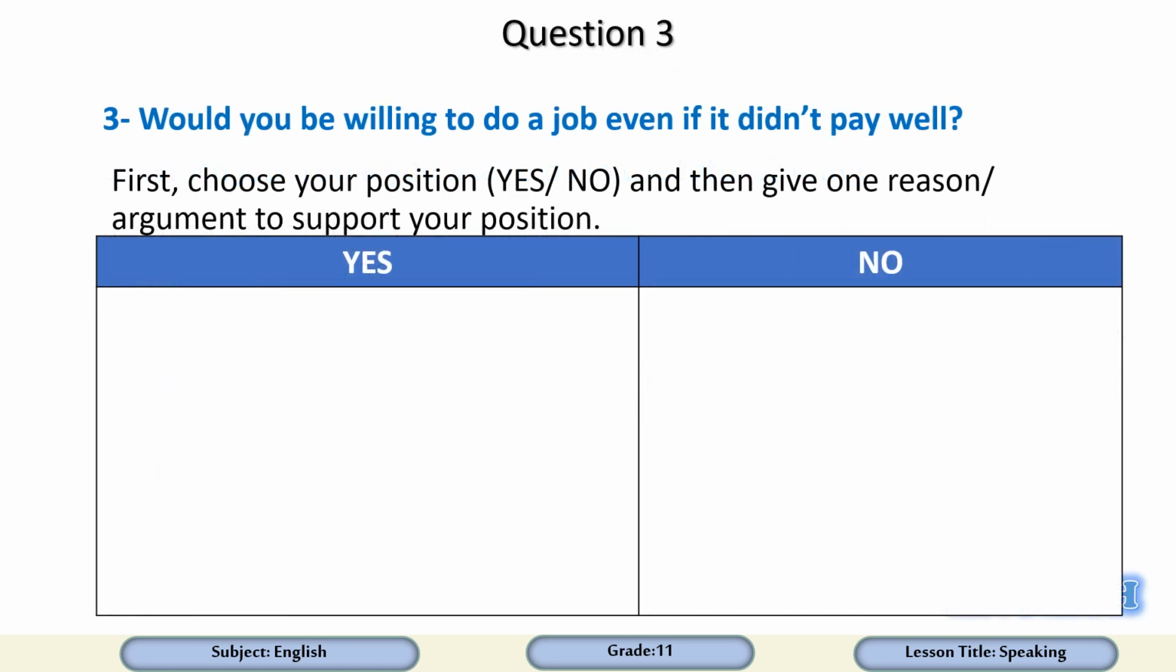Let's go now with question 3. Would you be willing to do a job even if it didn't pay well? Here, the question can be answered in 2 ways. Yes, it means you are willing to do a job, and no, which means you are not willing to do a job if it didn't pay well. So first choose your position and then give one reason or one argument to support your answer. Stop the video and have some time to work on the task. If you have finished, let's look at this answer.